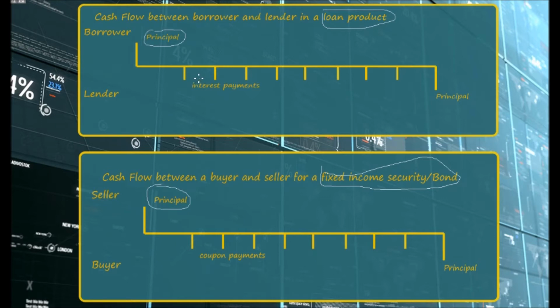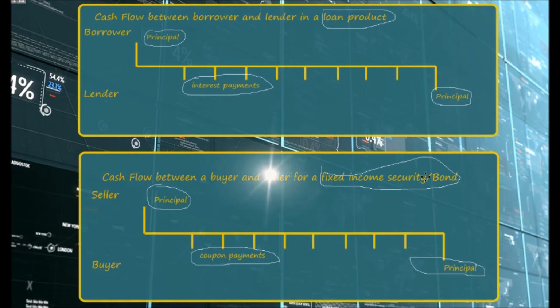The intermediate payments in a loan product are interest payments that the borrower needs to make to compensate the lender for the principal. In a bond instrument, these are called coupon payments and flow from the seller to the buyer on a periodic basis, such as monthly, quarterly, semi-annually, or annually. At the end of the tenor, the principal borrowed is repaid to the lender along with the final interest payment. It is the same case with the bond, where the principal and the coupon is paid to the bond buyer on maturity.